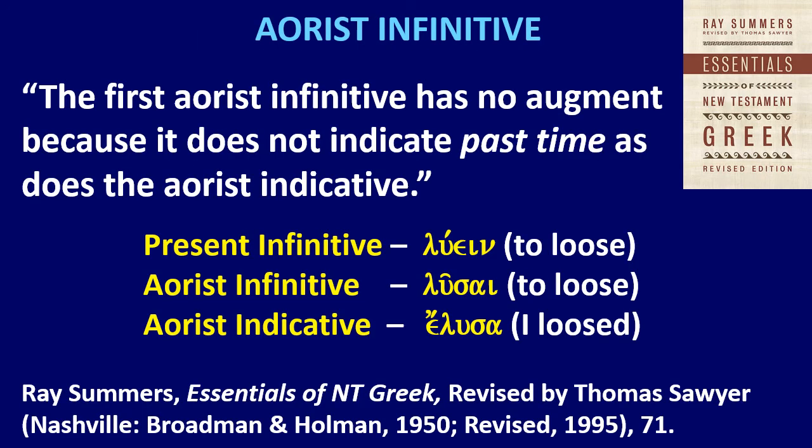Now, I should mention at this point, since we're talking about infinitives, that in your textbook on page 71 by Ray Summers, you'll find this statement. The first aorist infinitive has no augment because it does not indicate past time, as does the aorist indicative. Now, at this point, you might be saying, well, Tom, I thought you were teaching us that the aorist tense can be used for all three tenses of time, can be used for an event or action that occurs in the past, or in the present, or in the future. And that is true. But most often, it occurs in past time.